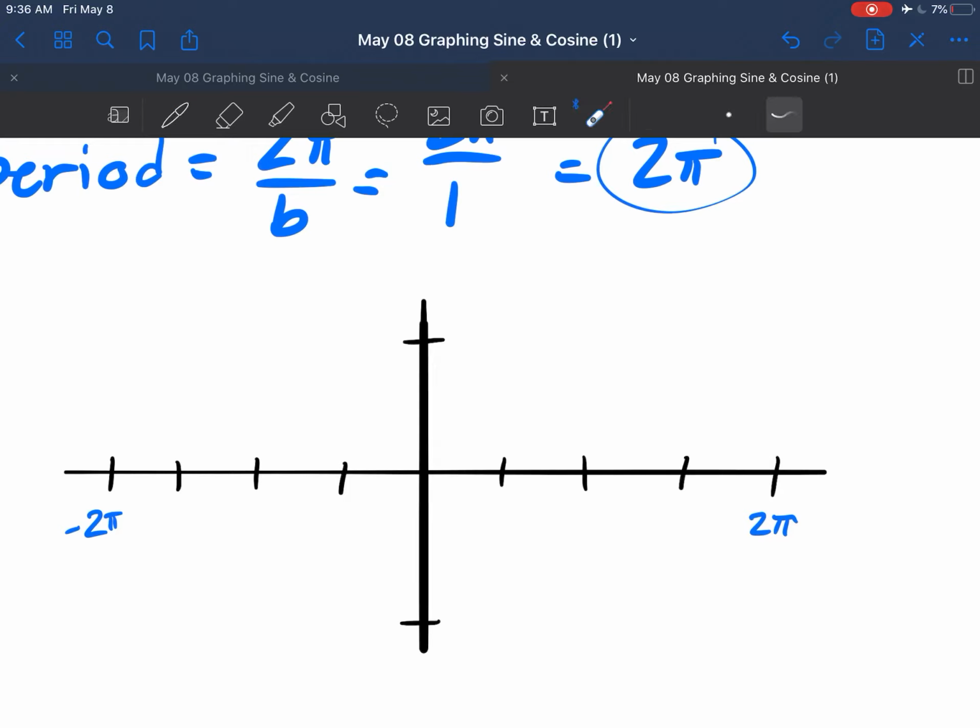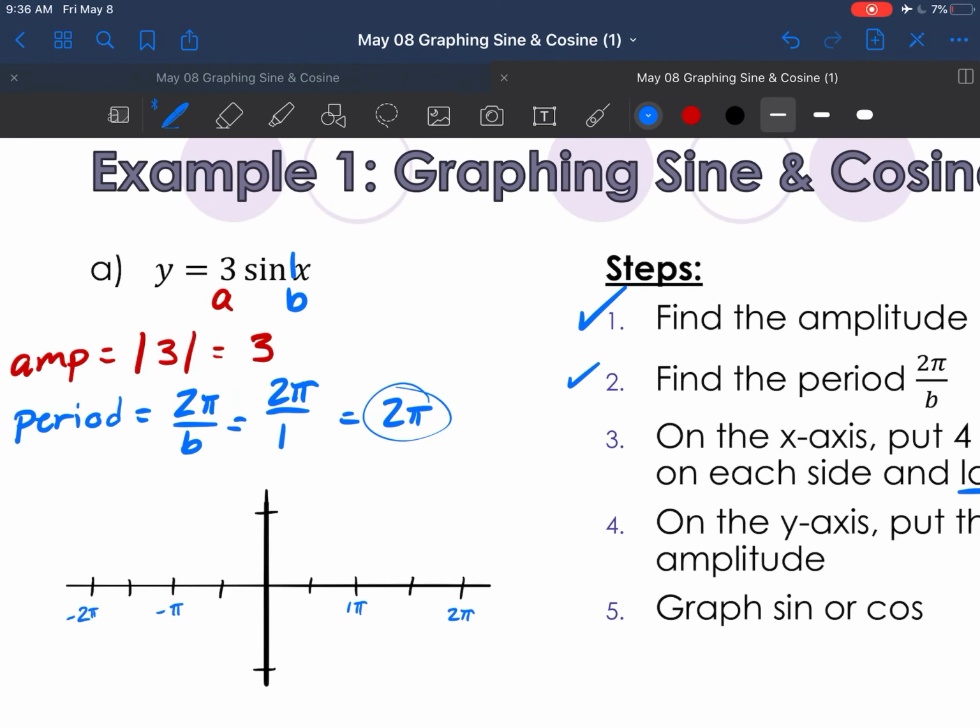So you need to ask yourself, all right, here's 0 and here's 2 pi. What's halfway between 0 and 2 pi? 1 pi. So I'm just going to write 1 pi. Though you don't really need the 1 there, so you would just leave it as pi. Same thing on the negative side, negative 1 pi on the left. Okay, now I've set up my x-axis.